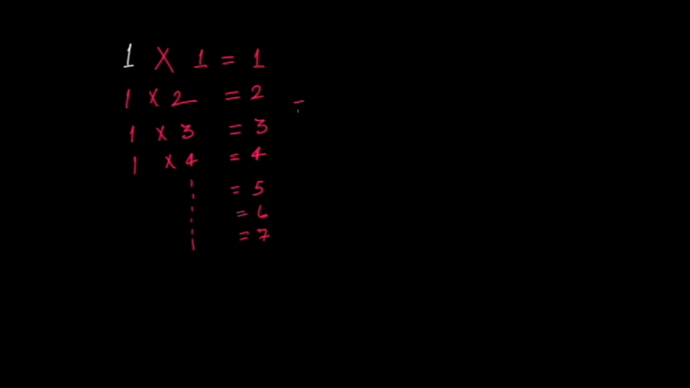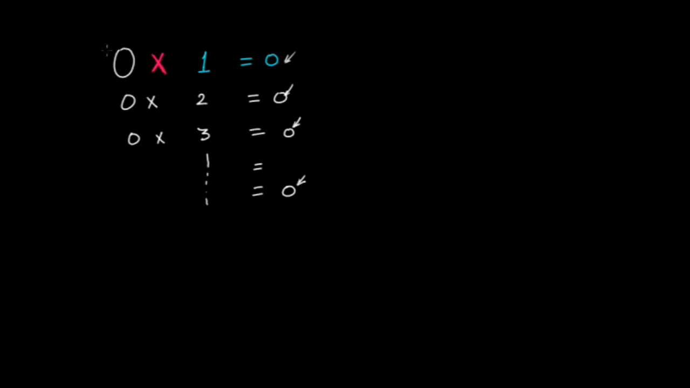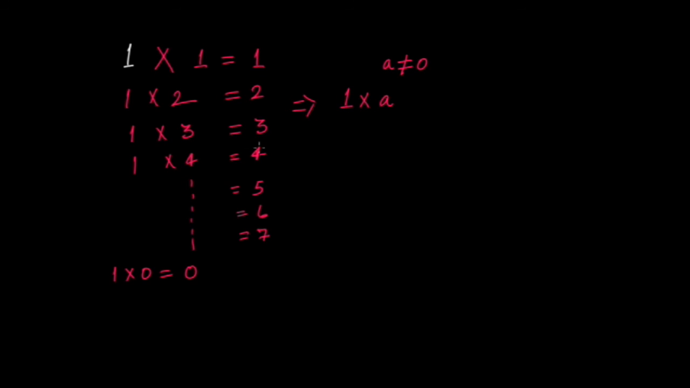So it means that if you multiply 1 by any number a, where a should not be equal to 0, because if a would be 0, like if you multiply 1 and 0, of course you are going to get 0, which we saw here, that if you multiply 0 with any number, it would become 0. And here, if you multiply 1 with any number, you'd always get back that number.